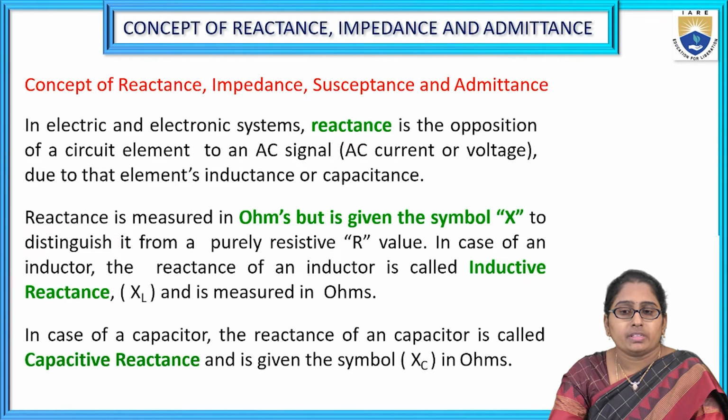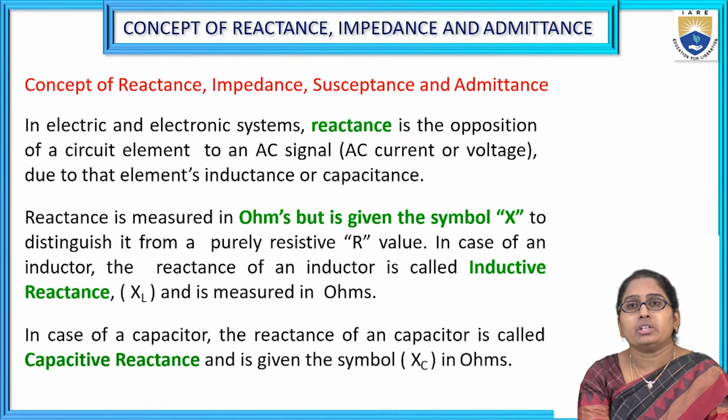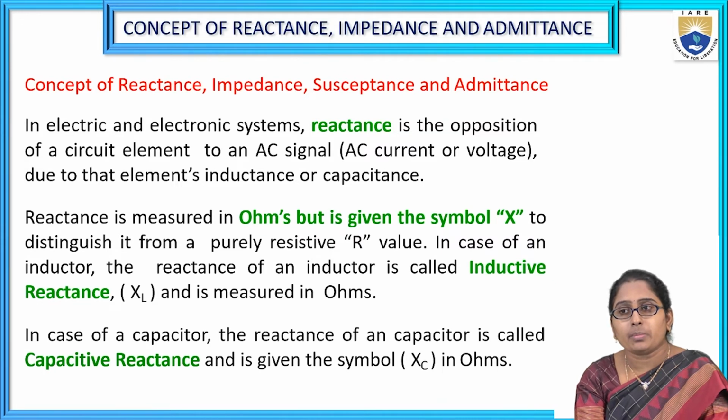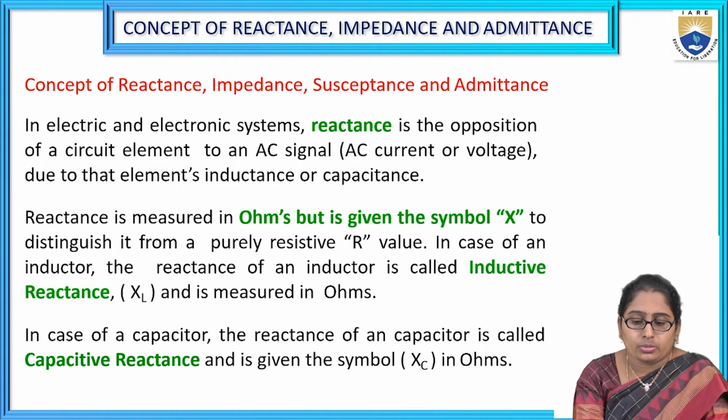In the last lecture, under AC circuit, I mentioned this point, and the same thing is repeated here. In electric and electronic systems, reactance is the opposition of a circuit element to an AC signal, that is AC current or voltage, due to the element's inductance or capacitance. So in an AC circuit, the reactance is there because of the inductance or capacitance, any one of them. So reactance is the opposition of a circuit element to an AC signal.